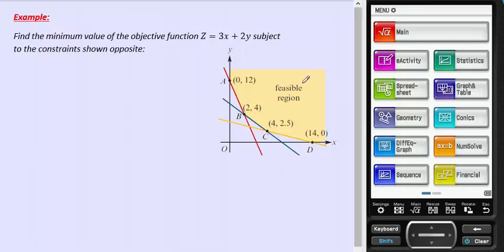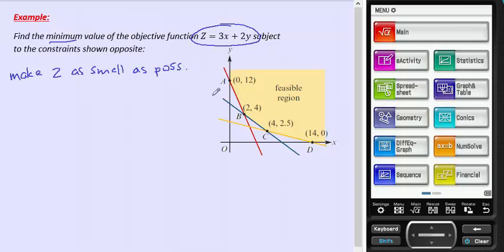We've got a function here called an objective function, this z. And what we need to do is, given these constraints in this feasible region, we need to find what has the minimum value. So we need to make 3 times whatever the x number is plus 2 times whatever the y number is as small as possible. So I'm going to write here, our goal for this question is to make z as small as possible.